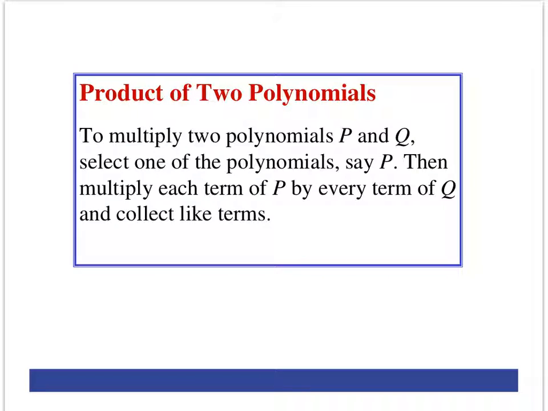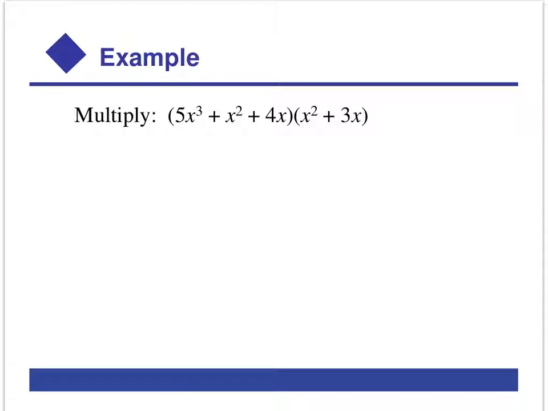So the product of two polynomials is simply the way that you multiply them, and we're going to talk about it. You multiply p and q, and it says select one of the polynomials, and then it lets you multiply each term. The easiest way to do this is simply by FOIL, but we're going to talk about how to do it when it's more than two terms.